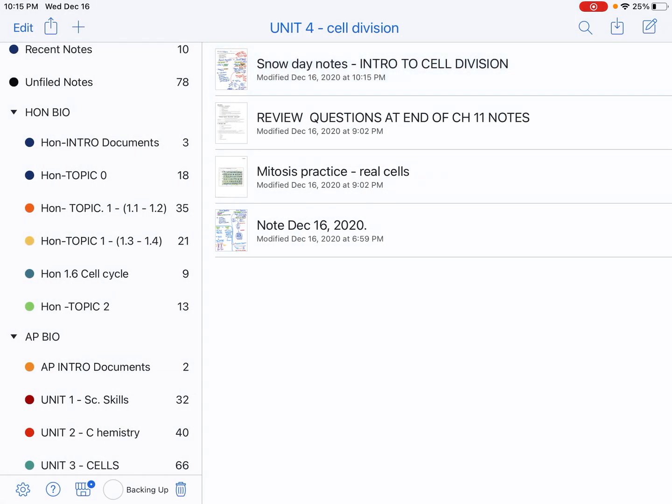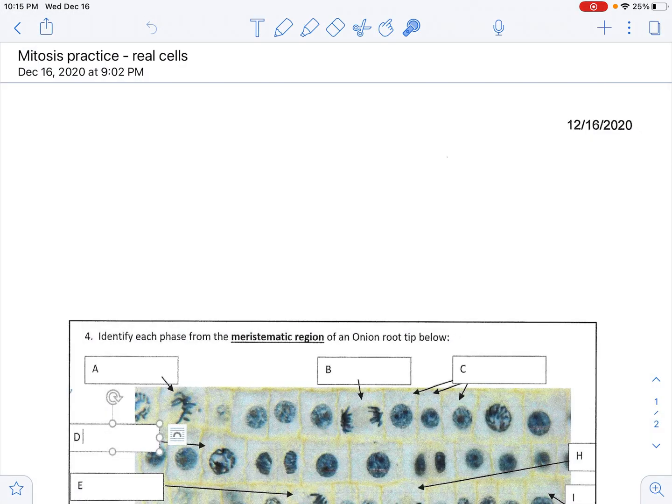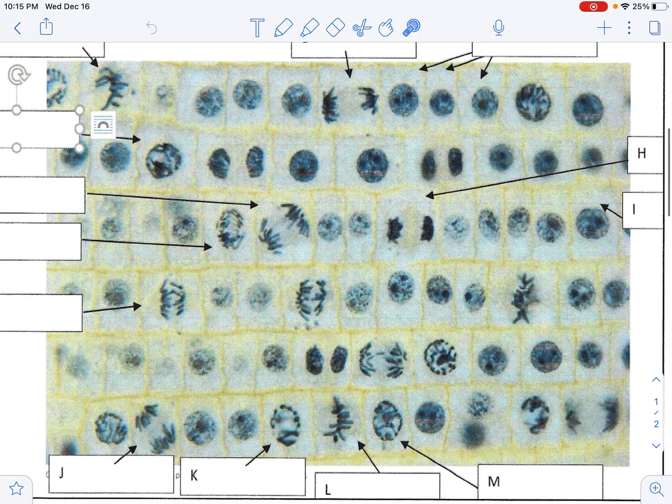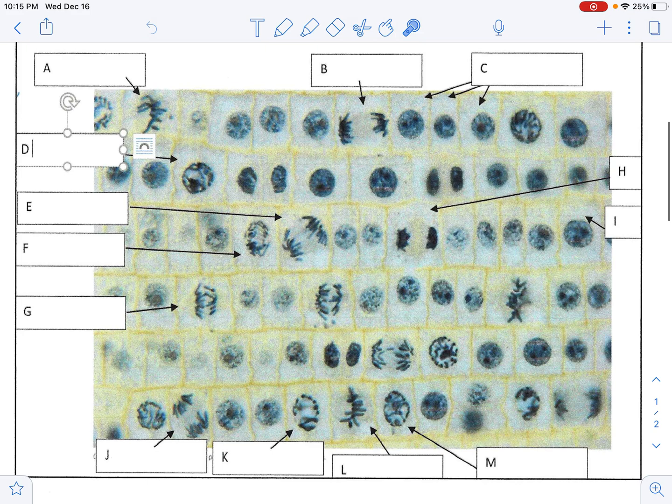I had another document. I think he had you practice with some real cells last night, but I wanted to show you because this weekend, over break, I'm going to have you do this. These are plant cells, and so you can see the squares are the cells, and the circles that you see are the nucleus, okay? So the circles are not the cells. The squares are the cells. And I want to show you letter C up here.